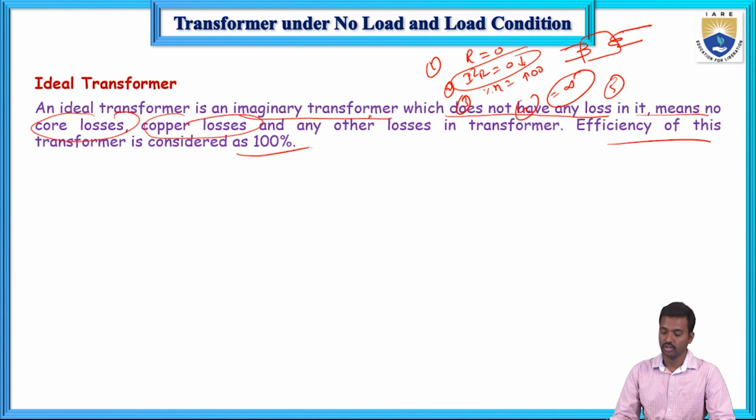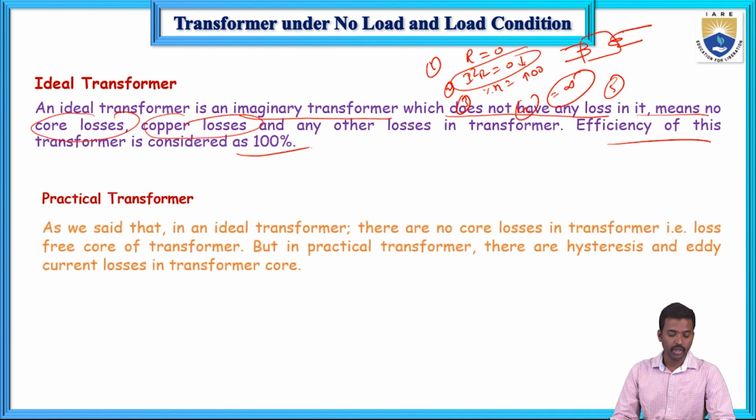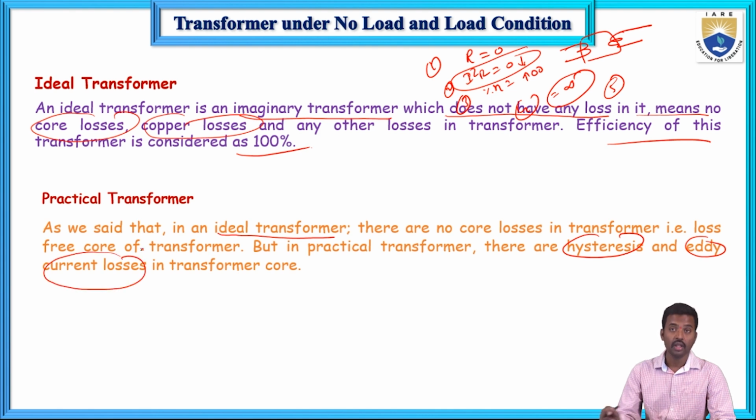This is the ideal transformer. If you talk about the practical transformer, as we said, in the ideal transformer there are no copper losses, but here there are some losses. Those are core losses, hysteresis losses and eddy current losses, and also some copper loss. There may be a resistance, so copper losses are present. Iron losses and copper losses are present in the practical transformer.